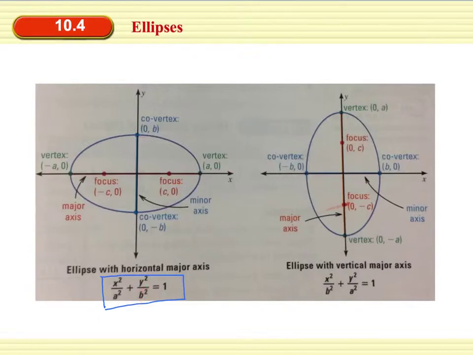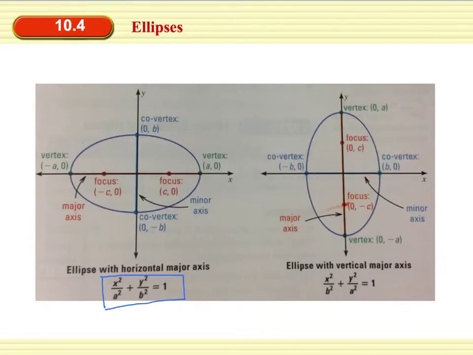Likewise, the b value is going to correspond to your co-vertices just by taking the square root of it, and then you're going to have a positive and a negative, in this case only because our ellipse is centered at 0, 0. And likewise, if we have an ellipse that runs in the vertical direction with the major axis, we have a similar situation. Here's our major axis. We have vertices right here and here. We have co-vertices on the minor axis, and it's going to run horizontally this time.